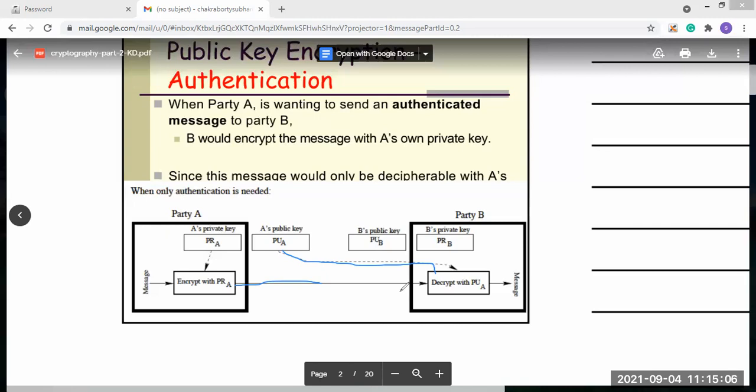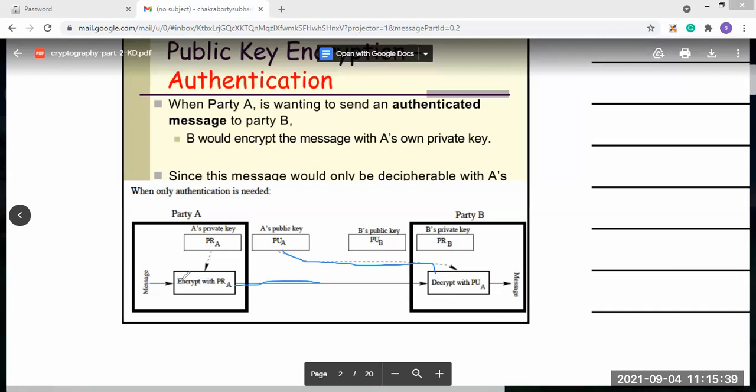Don't mismatch authentication and confidentiality, because the process is the same, only the keys are different. In confidentiality, the message is encrypted using the public key. If communication should happen from A to B, then A will encrypt the message using B's public key, and after that, the message will be decrypted using the private key of B.